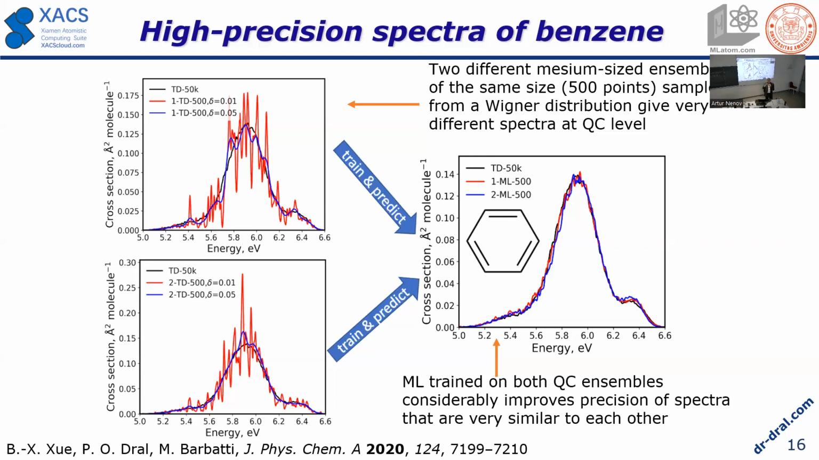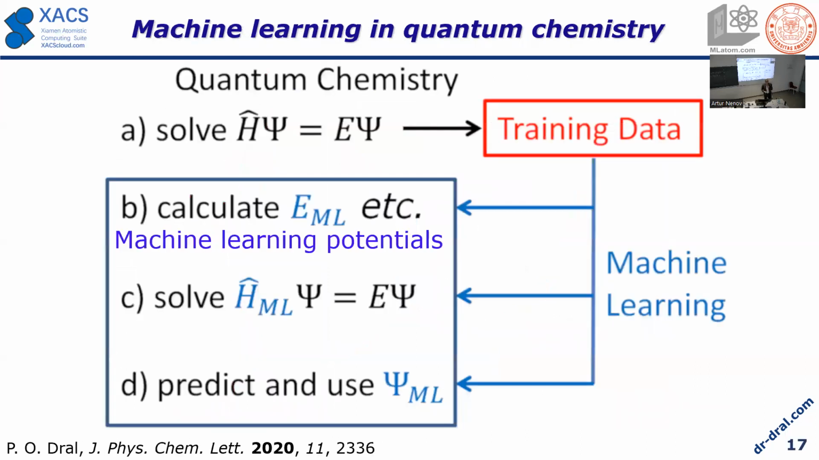And then it also depends on the volume effect. If you use machine learning, trained on the same 500 points, then you can get a very, very smooth and much better spectrum, with high precision. So that takes you some time. And here we use machine learning, training on 500 points, to predict 50,000 points.